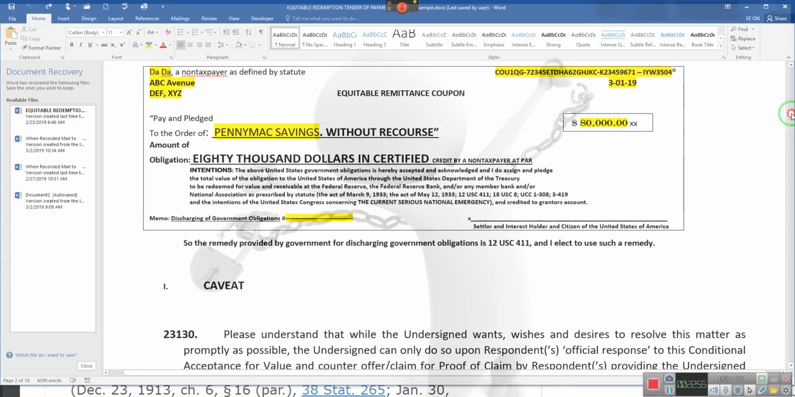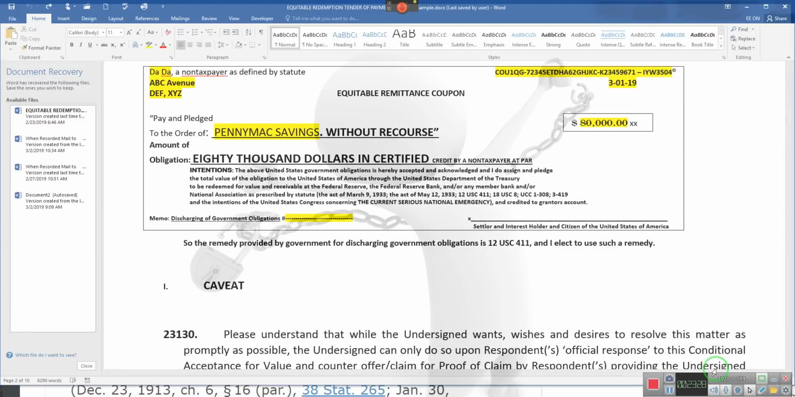Then you put the dollar amount. You put the name of the company. Leave that without recourse because that's the endorsement. You put the account number here again because this is separate from the rest of the document. It's a coupon. You put the correct date. You sign this one, and then you sign the bottom.